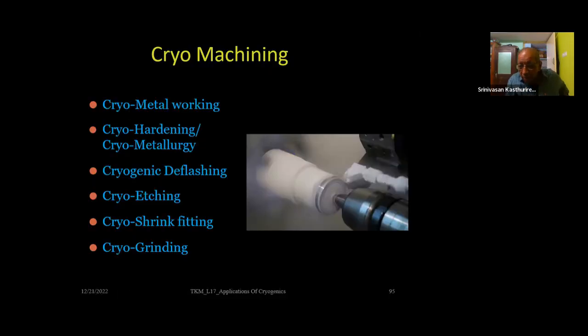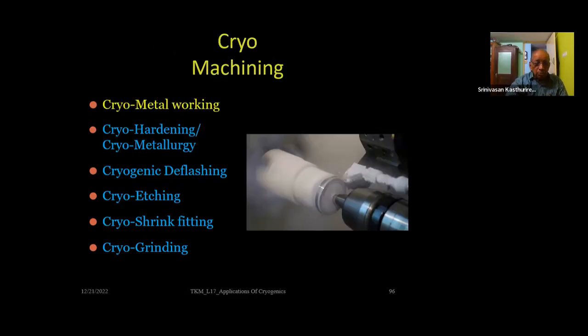Okay, coming to machining, I hope I will be able to finish it today. There are metal working, hardening, metallurgy, cryogenic deflashing, then etching, shrink fitting, cryo grinding. So these are the various areas where cryogenics is useful. Let's come to machining. You can see in the picture some part is getting machined, and this is done on a suitable lathe.